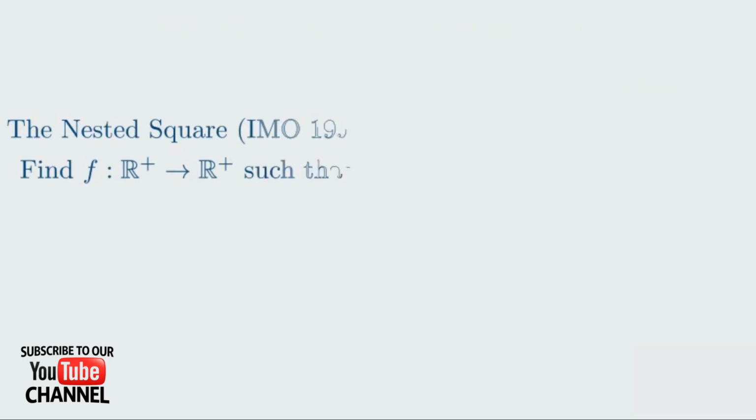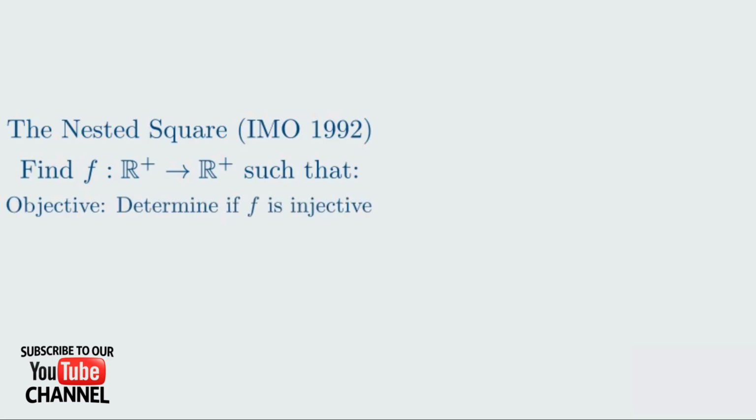Let's start by analyzing the functional equation to see what it tells us about the behavior of the function f. One of the first things we look for in functional equations is injectivity. A function is injective if f of a equals f of b implies that a equals b. Here is our original equation, f of (x squared plus f of y) equals y plus f of x squared.